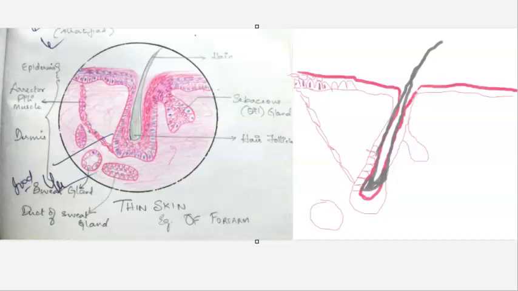Now coming to one more thing that you can draw in the skin. You can show something like this and say this is a melanocyte. Okay, melanocyte. This also you can mark. Fine. Is this okay? This is a thin skin drawing.